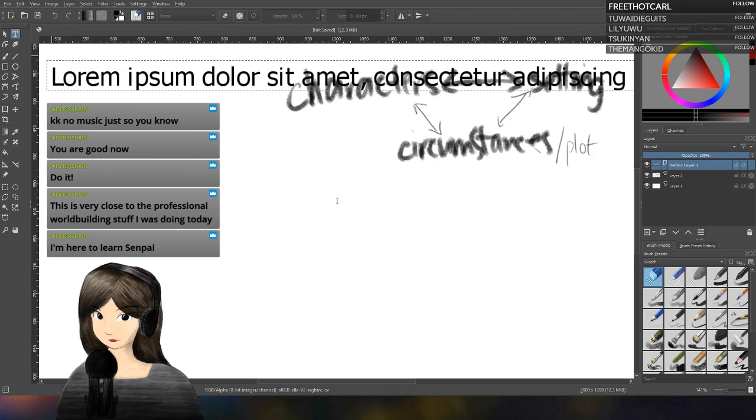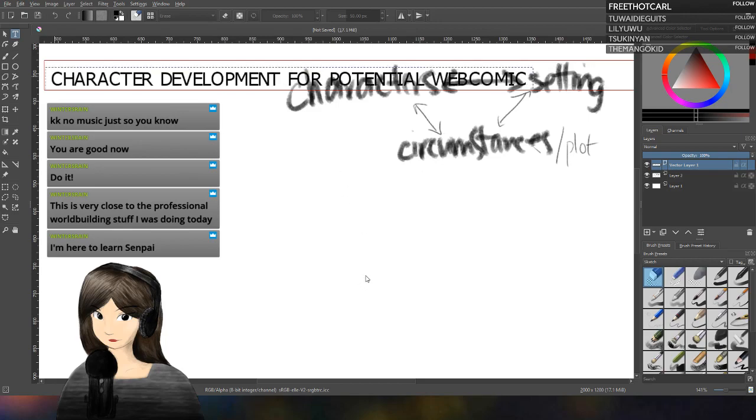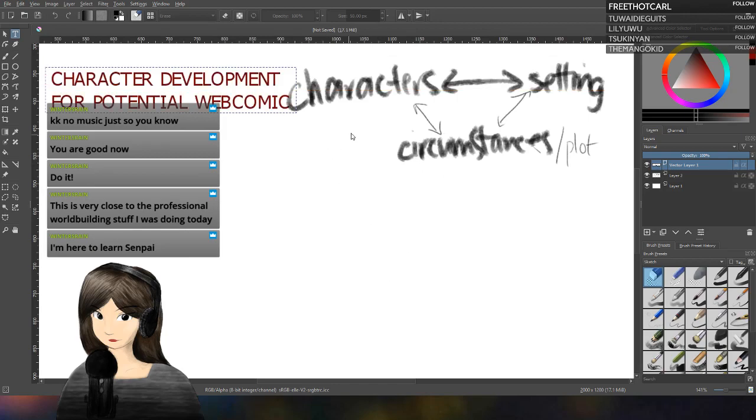Potential webcomic. Save? Close? Why are you so big? That's what she said. Yes? Maybe? Character development. I'm sorry, I'm just fluffing around Krita right now. Pick a color. Red, maroon. Save. Close. Done. Alright.